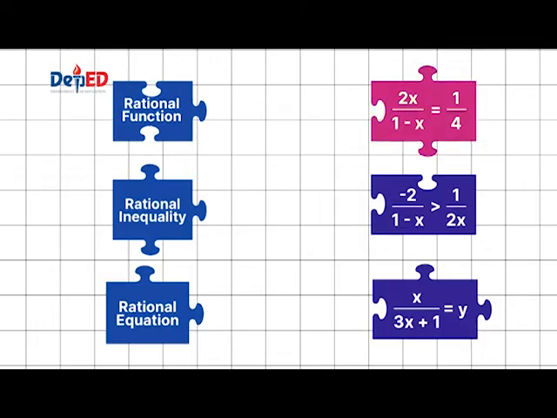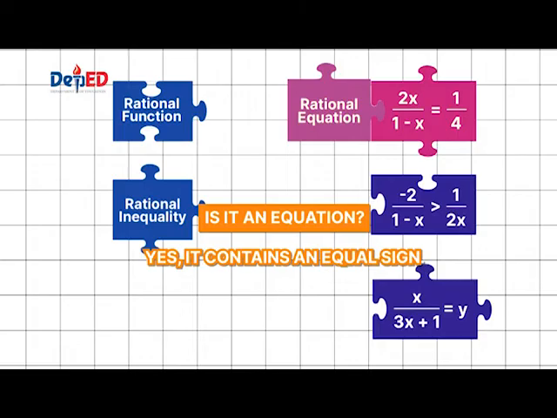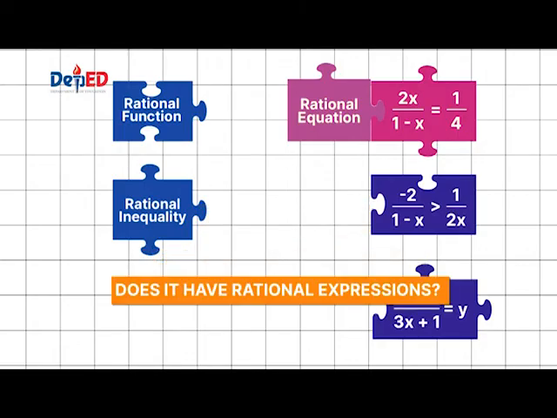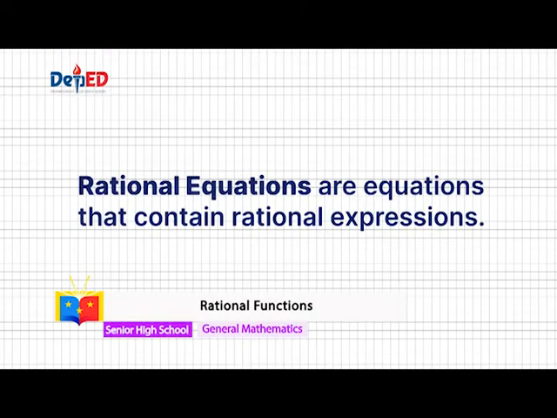Why is it that 2x over 1 minus x equals 1/4 is a rational equation? Is it an equation? Yes, it contains an equal sign. Does it have a rational expression? Yes, 2x over 1 minus x equals 1/4 has a rational expression. Thus, we say that rational equations are equations that contain rational expressions in one or both sides of the equation.